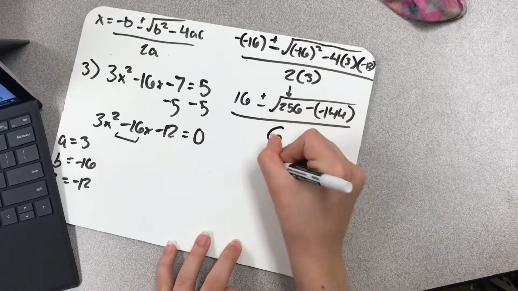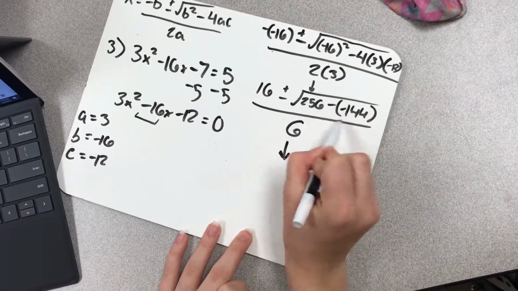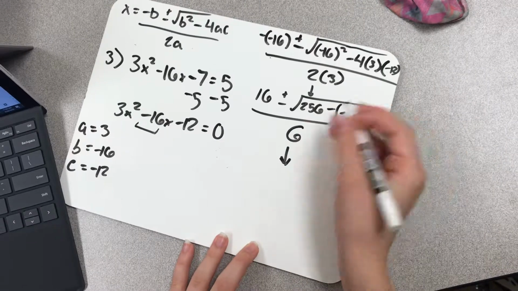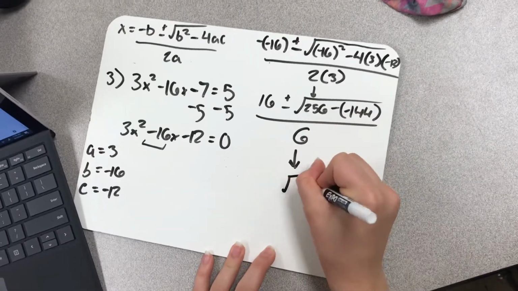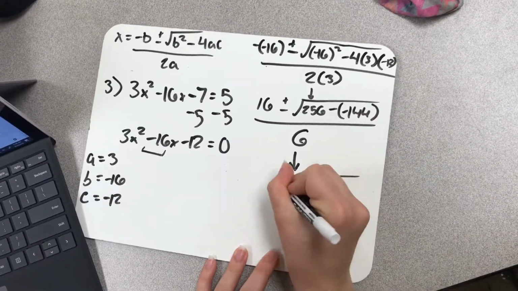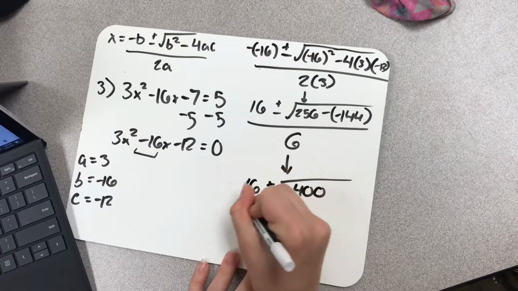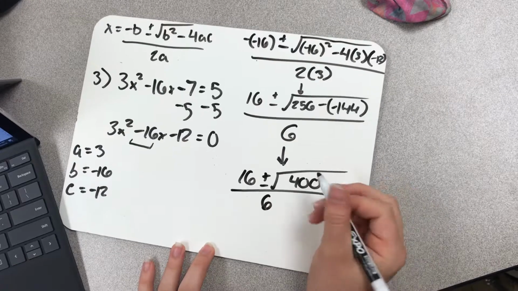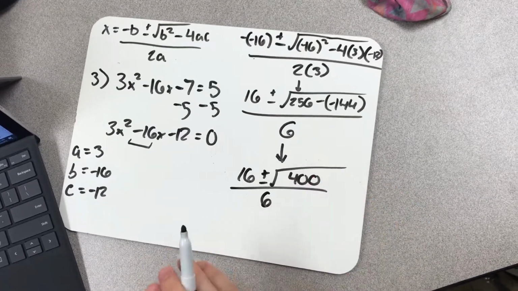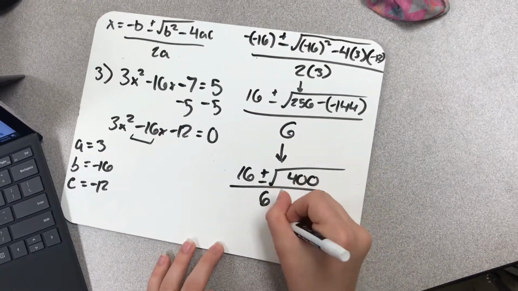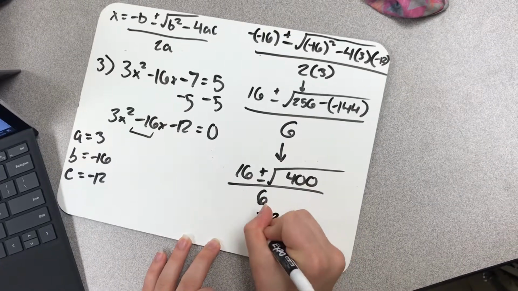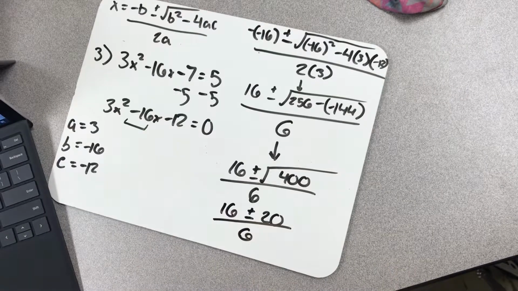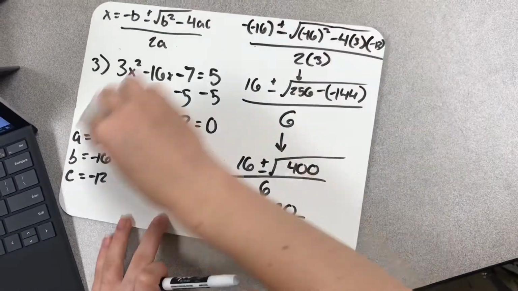Simplify even further. Now first we're going to look at inside the square root. Inside the square root, if you add these two numbers together, is the square root of 400, plus or minus 16 over 6. Now the square root of 400 is 20. So then it turns into 20 plus or minus 16 over 6. Now this would be our final answer.